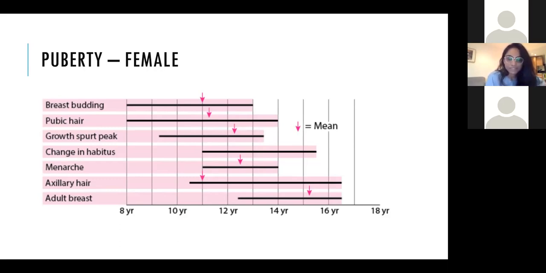I don't know if that's a bit confusing, but what you need to remember is in females, breast budding is the first sign of pubertal development. I think that's all you essentially need to know at your level. And menarche happens 3 years after, okay?